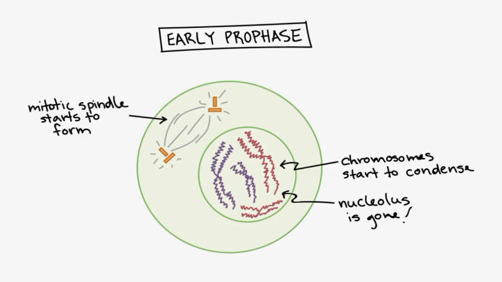The spindle is a structure made of microtubules, strong fibers that are part of the cell's skeleton. Its job is to organize the chromosomes and move them around during mitosis. The spindle grows between the centrosomes as they move apart. The nucleolus, or nucleoli in plural, is a part of the nucleus where ribosomes are made. It disappears. This is a sign that the nucleus is getting ready to break down.